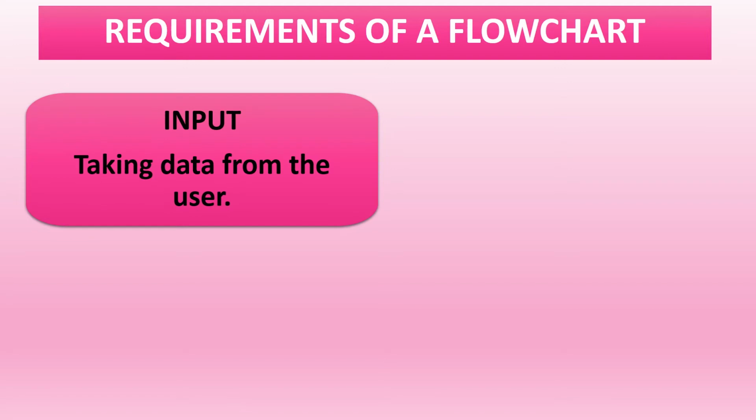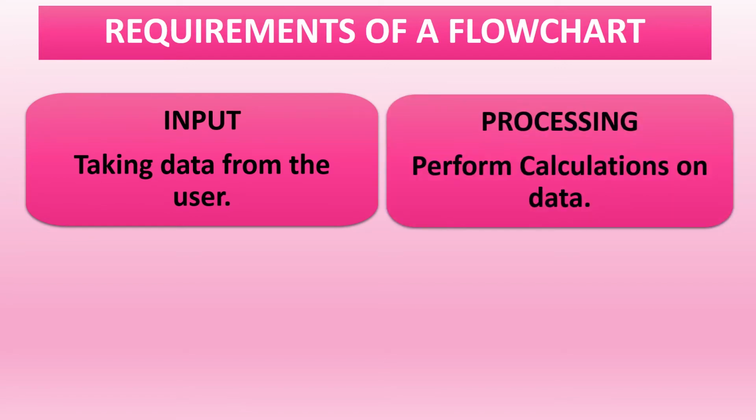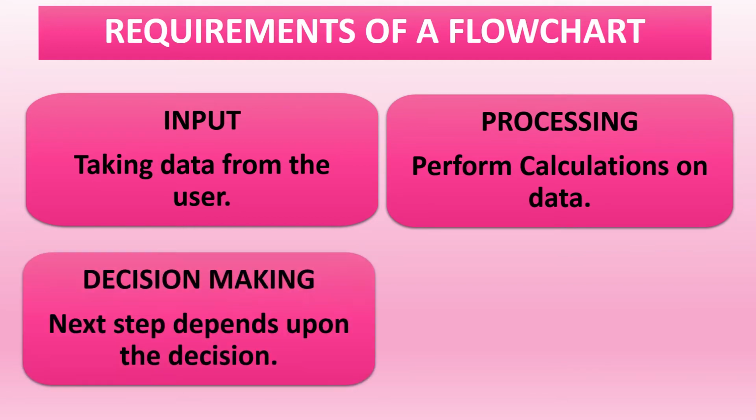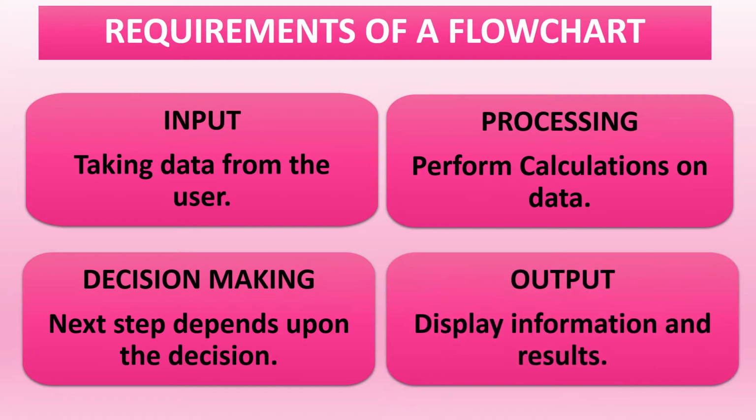Four requirements to draw a flowchart. The first one is input, means that you have to take the data. Then after taking the data, you will perform calculations on it. And then sometimes we need to make decisions. And in the end, we will get the output or result.